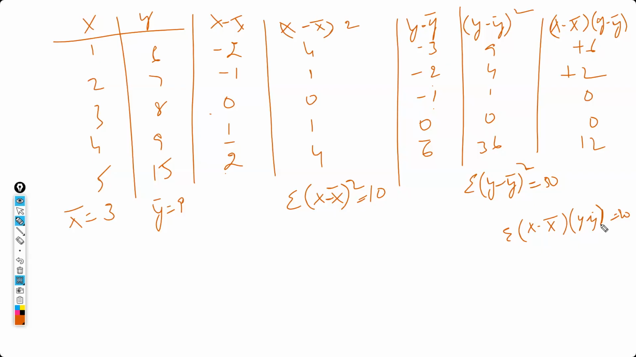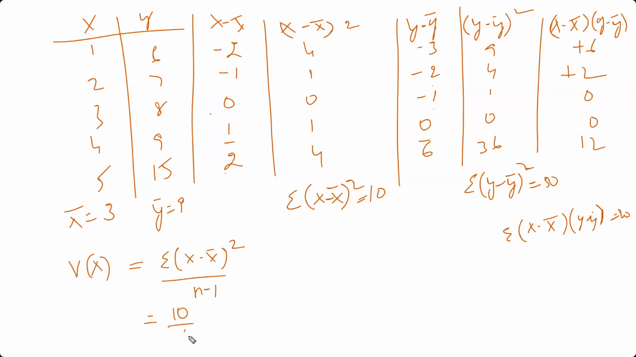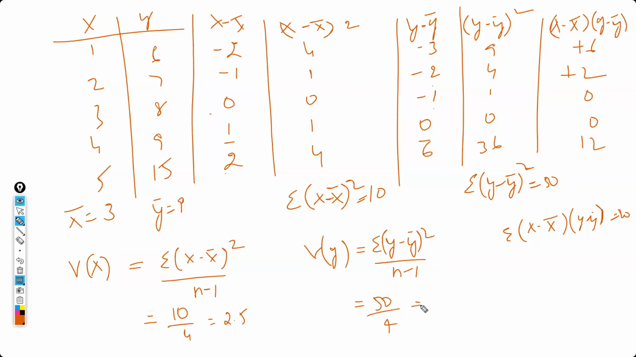Completed? Now, first let us start with the variance of x. What is variance of x? Sigma of (x minus x bar) whole square divided by n minus 1, that is 10 divided by 4, which is 2.5. Similarly, we'll calculate the variance of y. What is the formula of variance of y? Sigma of (y minus y bar) whole square divided by n minus 1. That is nothing but 50 divided by 4, which is 12.5.